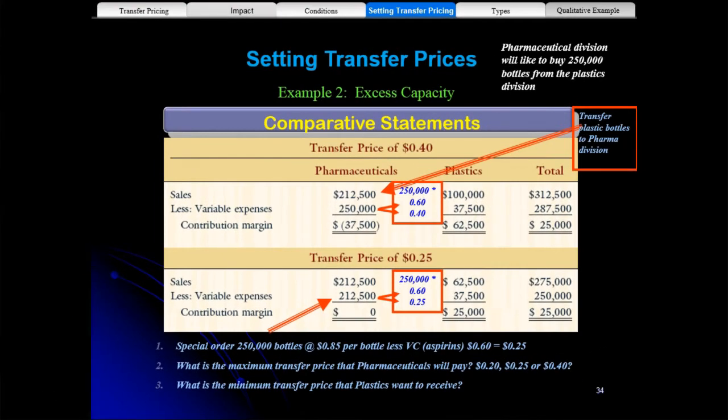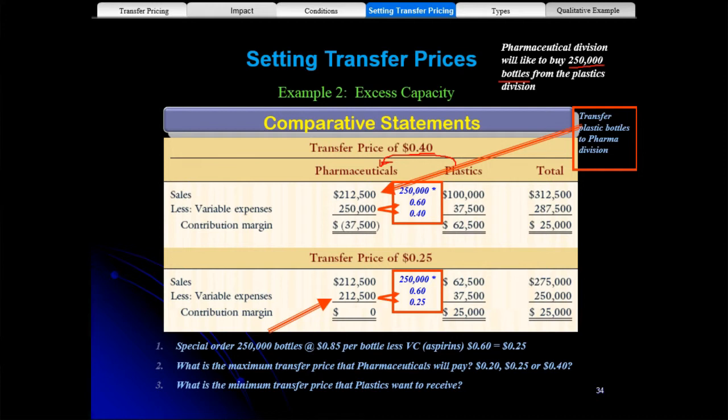What's the situation here? Well, we have a pharmaceutical division that would like to buy 250,000 bottles from the plastics division. So plastics is actually supplying the pharmaceuticals division 250,000 bottles. Now we can do that transfer at 40 cents per bottle because plastics has lots of excess capacity.